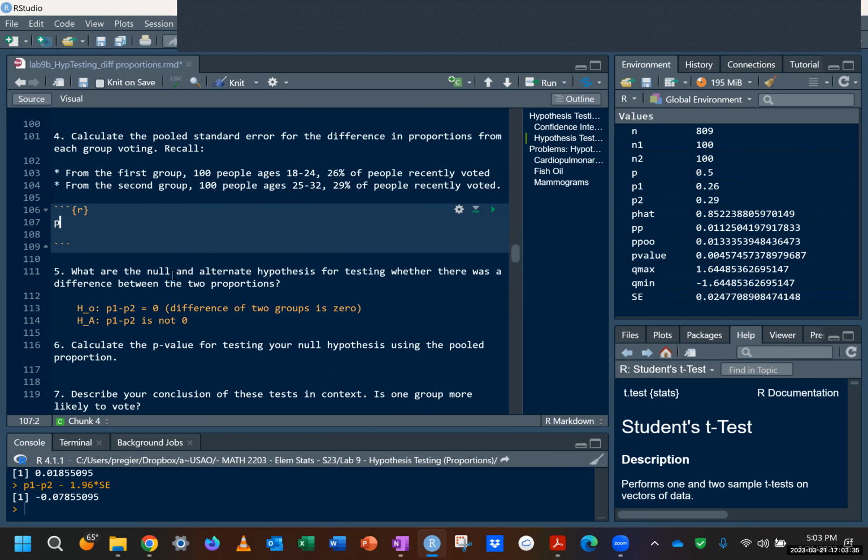So the pooled proportion says N1 times P1, that's the number of successes from the first group, plus N2 times P2, that's the number of successes from the second group. And we're going to divide that by the total, N1 plus N2.